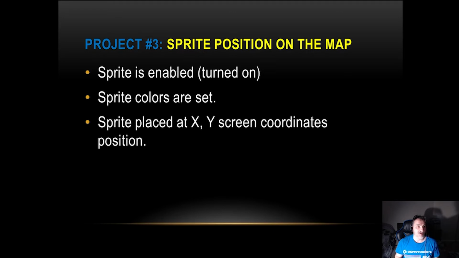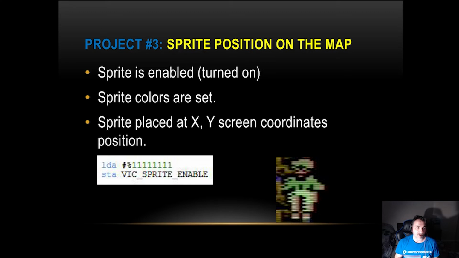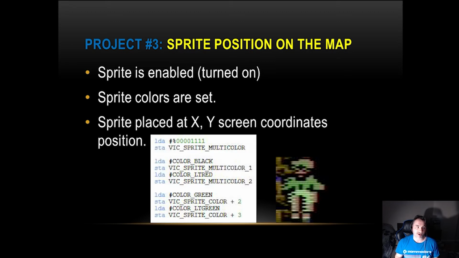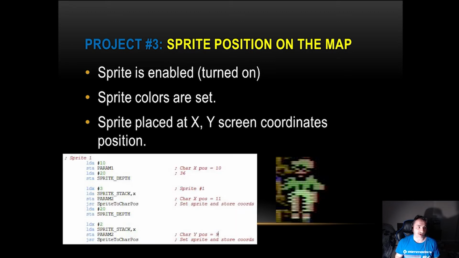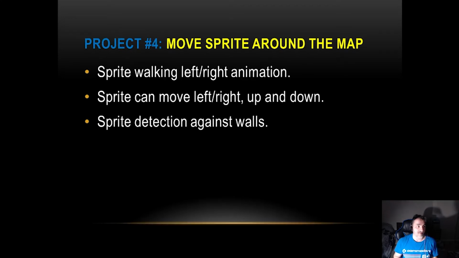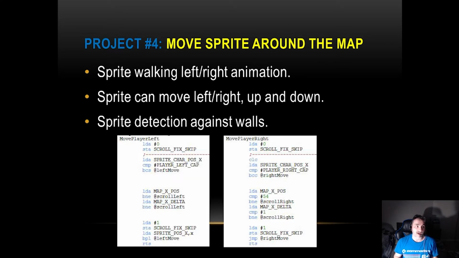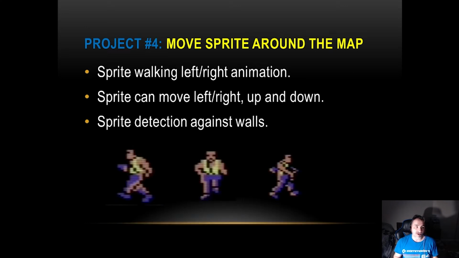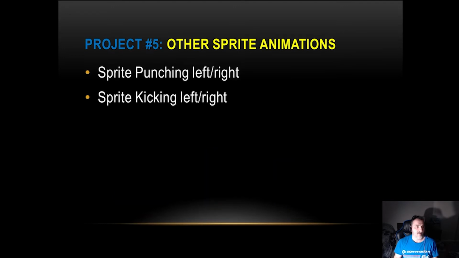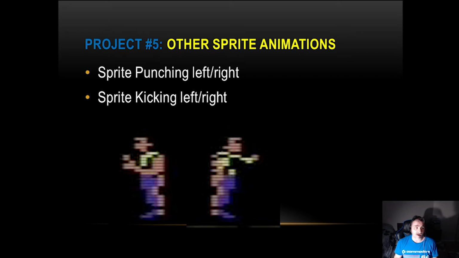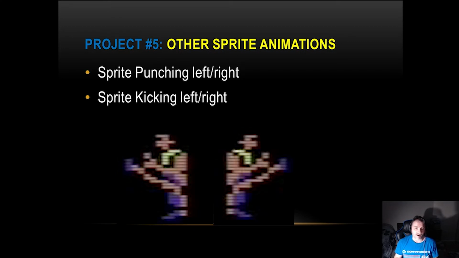Project 3 is sprite position on the map. Sprite is enabled, turned on, sprite colors are set, sprite is placed at XY screen coordinates position. Project 4 is move sprite around the map: sprite walking left-right animation, sprite can move left, right, up and down, sprite detection against walls. Now project number 5 is other sprite animations, which I've done too. Sprite punching left, right, sprite kicking left and right.